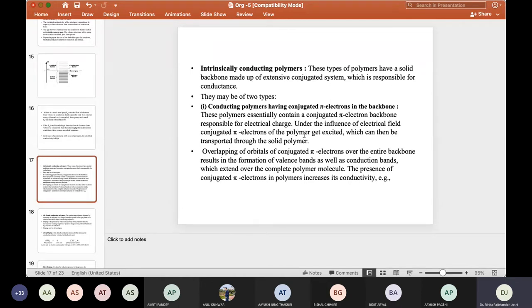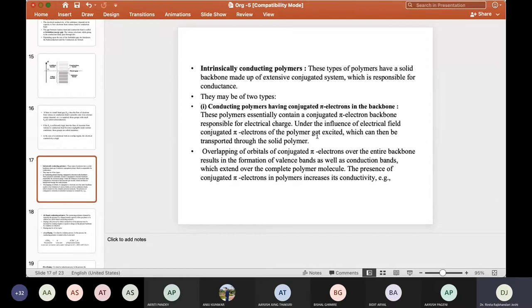Under the influence of an electrical charge, the conjugated pi electrons of the polymer get excited, and can then be transported through the solid polymer. The overlapping of the orbitals of conjugated pi electrons over the entire backbone results in the formation of the valence band as well as the conduction band, which extend over the complete polymer molecule. And the presence of this conjugated pi electron system in polymers increases its conductivity.